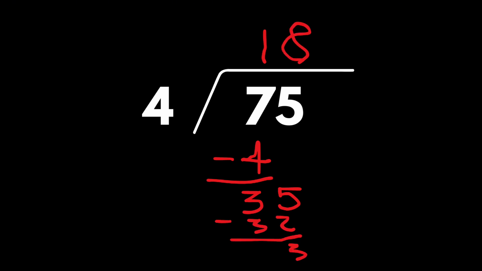4 goes into 35 8 times. 8 times 4 is 32. 35 minus 32 is 3. Nothing left to bring down. That 3 left over, that's the remainder. We write the answer as 18 remainder 3, or 18R3.